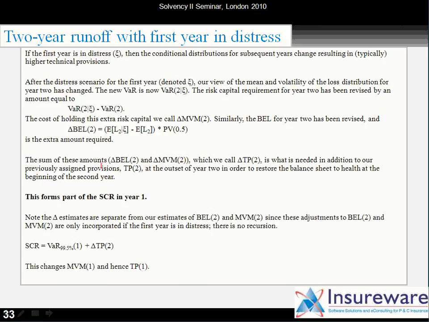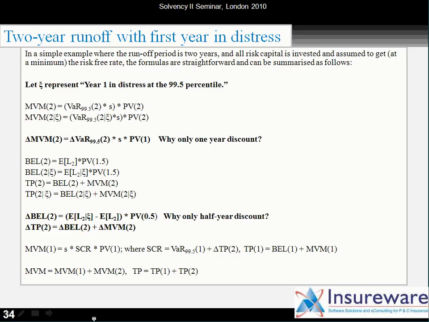And the same arguments, this is just some of the algebra, which you'll find on our website. So you can see now that SCR is just the VAR plus delta TP2, the additional technical provisions for the second year, assuming the first year is in distress. And of course, we can do this now.